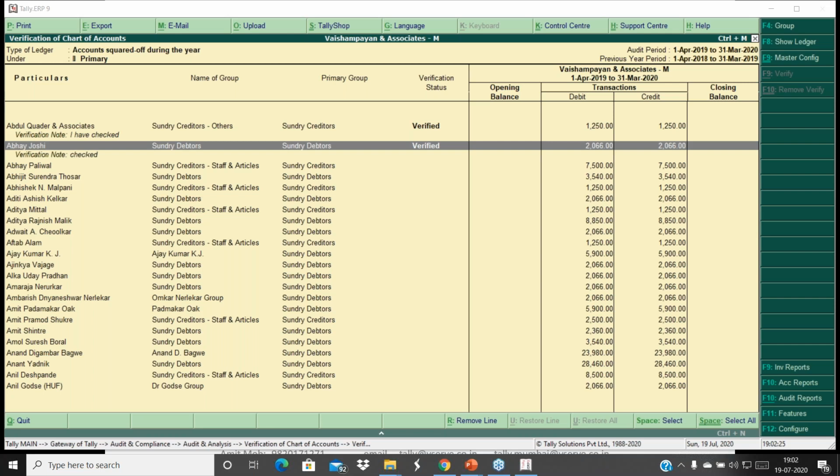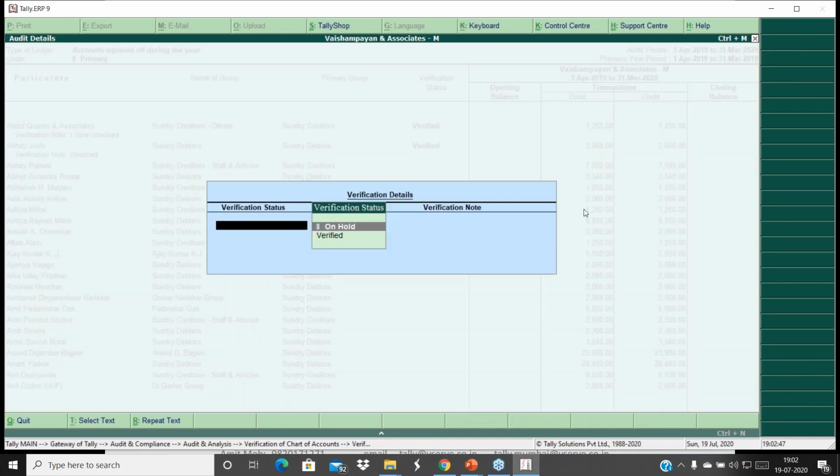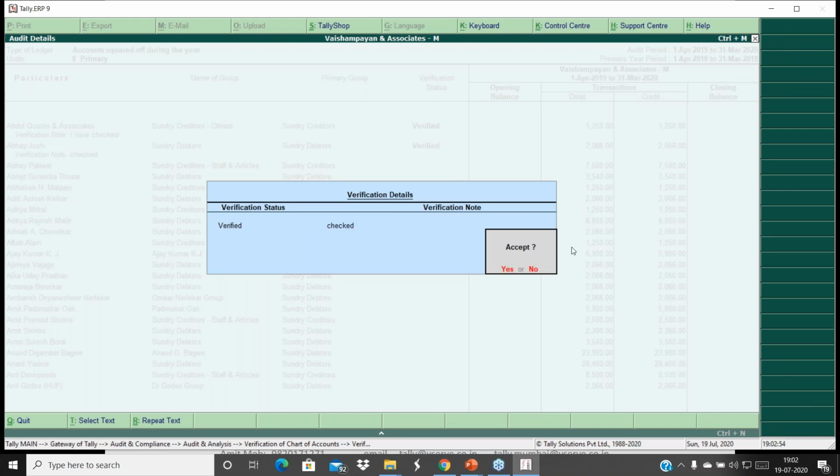Just one more option: if you are okay with all the ledgers, you can press control space for all. You can press control and space for all the ledgers, and verify or remove verifying, whatever it is. Fantastic, sir. Thank you, sir. Yeah. Thanks, Puneet Bhai. Please go ahead, sir.